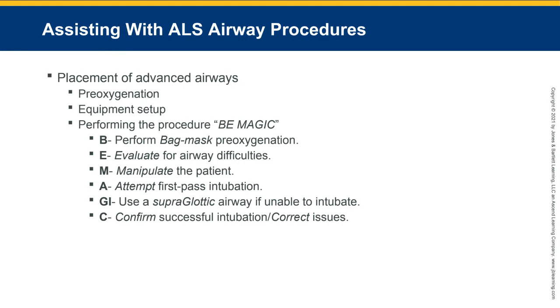ventilations for pre-oxygenation. So we want to get the pulse ox at 100%. Evaluate for airway difficulties. So we need to be looking out for that. That's the advanced provider, not necessarily the EMT. Need to be looking out for issues that could make the procedure difficult. Manipulate the patient. So you have to manipulate the airway passage so that you can see the glottic opening easily.